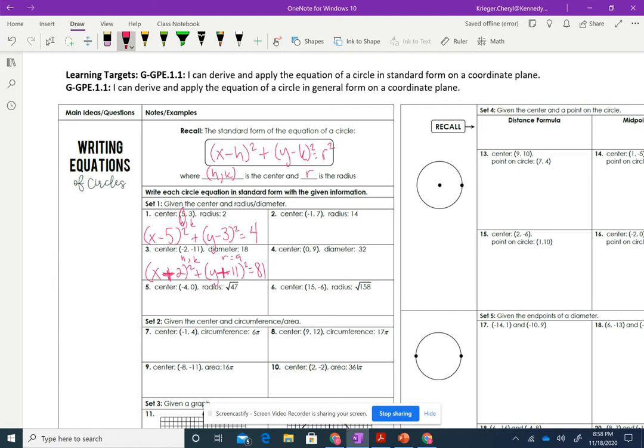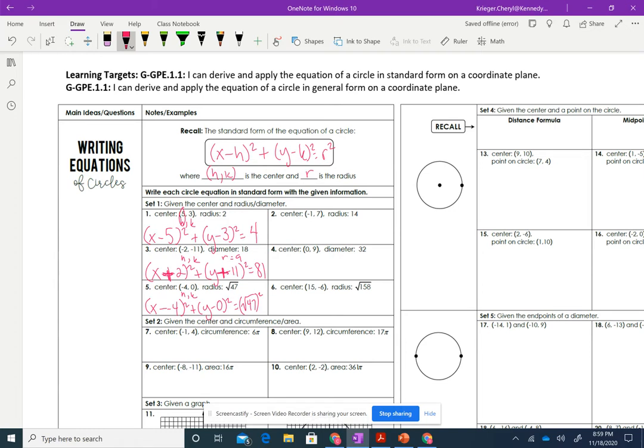Okay, so let's try number 5. My center (h, k) is (-4, 0). My radius is the square root of 47. So (x - (-4))² + (y - 0)² = (√47)².